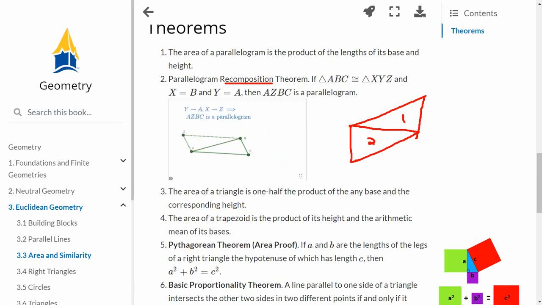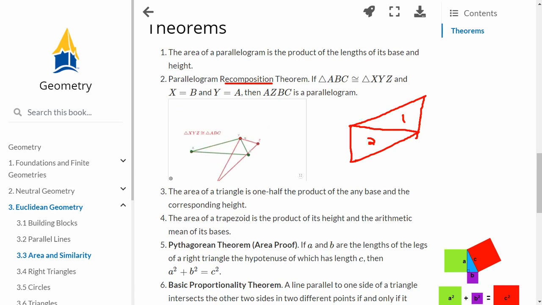And these parallelograms, remember, include rectangles and squares and rhombuses. A lot of these figures have these properties about the triangles formed across their diagonals. And the recomposition theorem says, start with any triangle. So here we're starting with this green triangle.